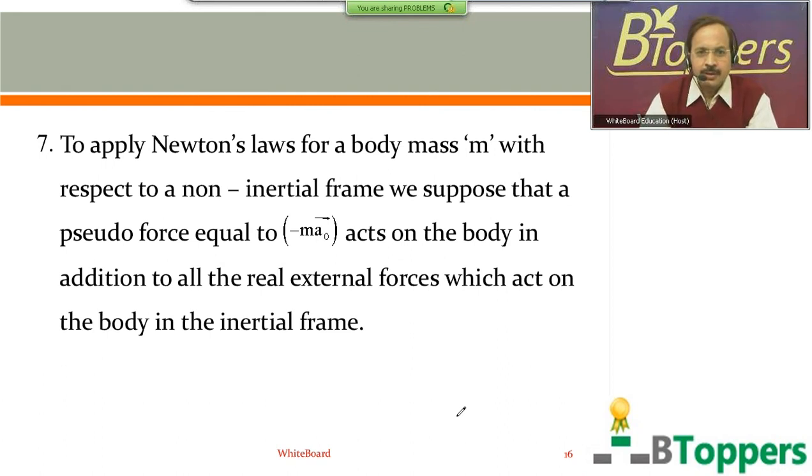Next point: to apply Newton's laws for a body of mass m with respect to a non-inertial frame, we suppose that a pseudo force equal to minus m a naught bar acts on the body in addition to all the real external forces which act on the body in the inertial frame. Here, of course, we understood that a naught bar is the acceleration of the non-inertial frame with respect to the inertial frame.